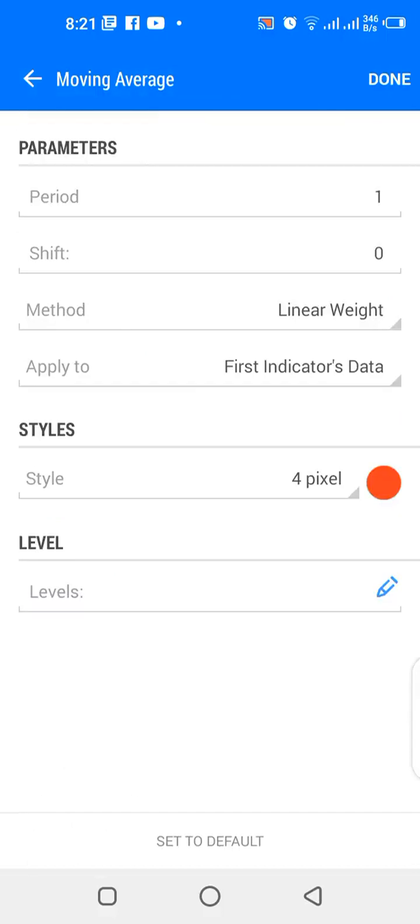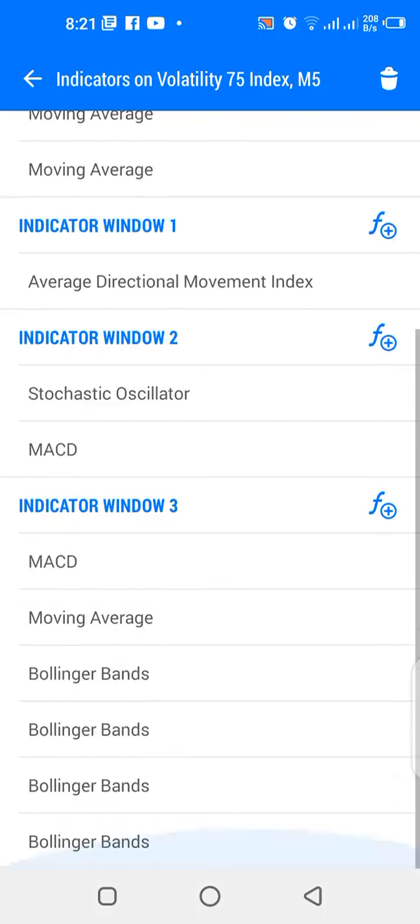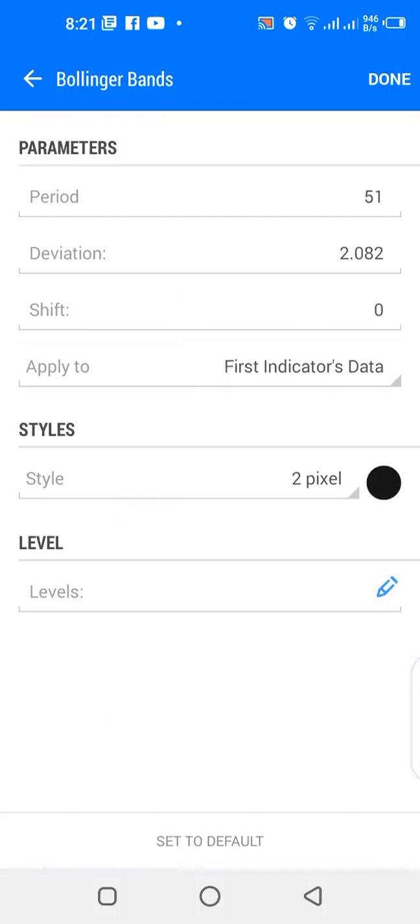Then we have a moving average, 1 period. Method is linear weights, apply to first indicator's data. The color is red. Then we have 4 Bollinger Bands. The first one period is 51. Deviation is 2.082. Apply to first indicator's data.